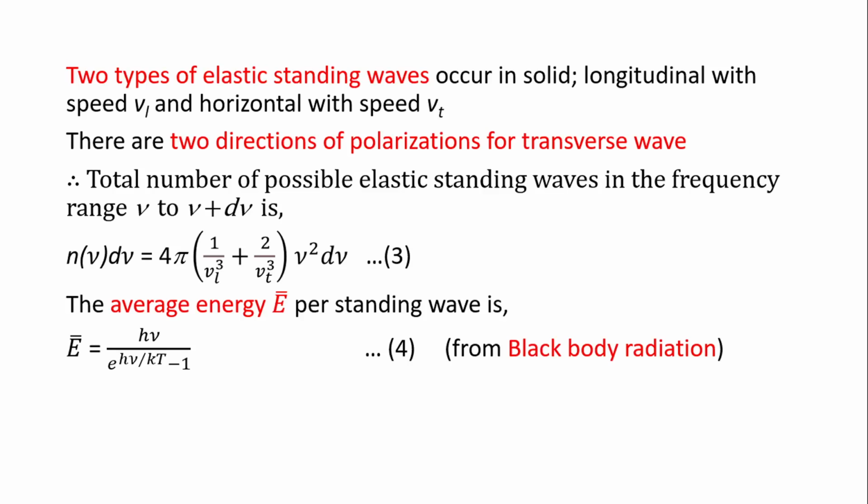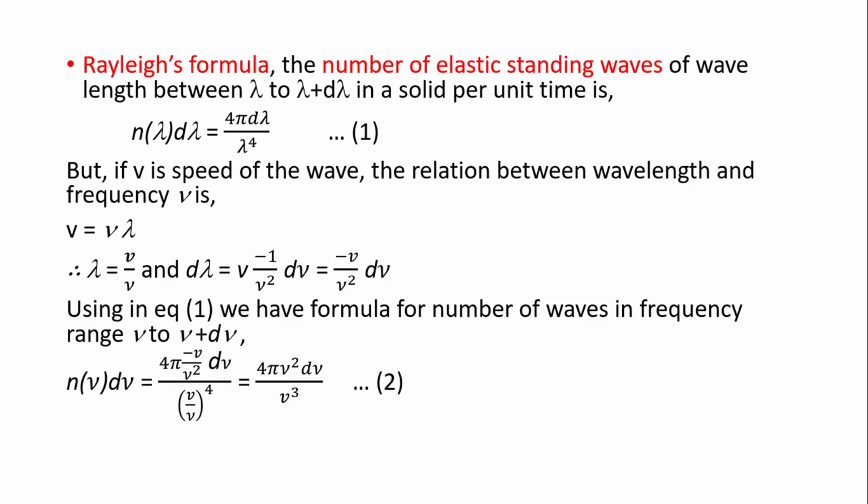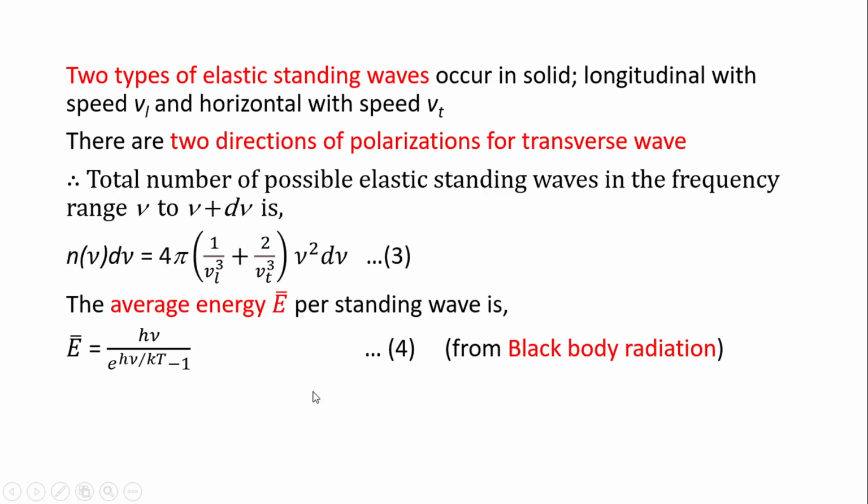In this way we can modify the formula for the number of elastic standing waves in the frequency range nu to nu plus d nu. Here we simply put, instead of 1 upon v cube, 1 upon v_l cube plus 2 upon v_t cube, by considering two directions of polarization for the transverse wave. This is equation 3.